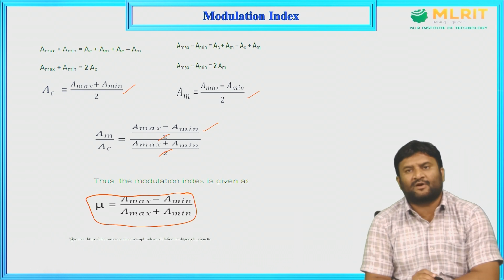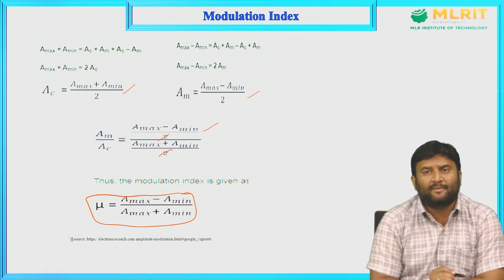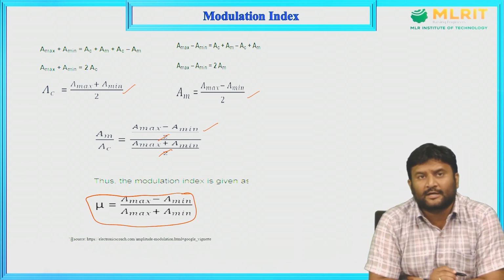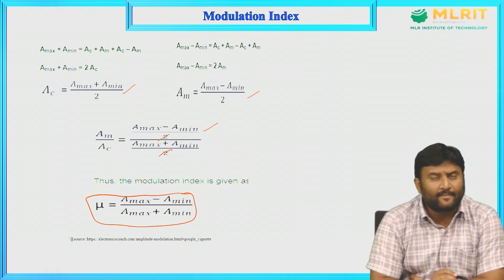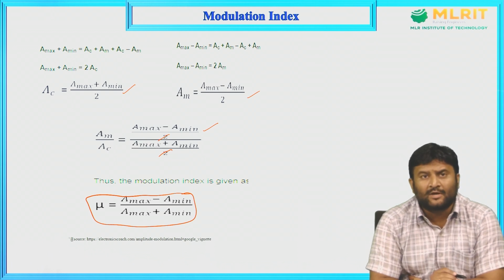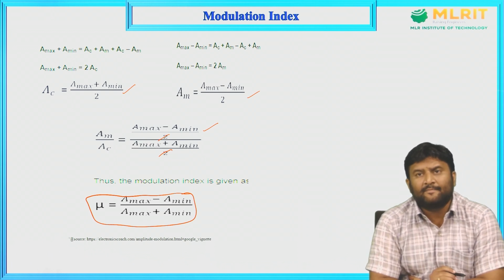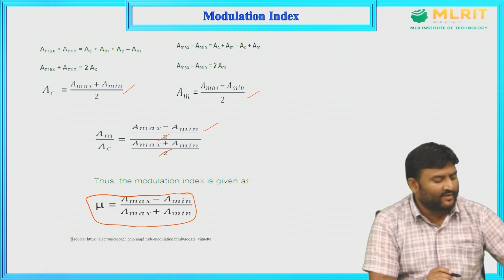Very important formula for calculating this parameter in amplitude modulated related problems. What is that? The modulation index mu is equal to A maximum minus A minimum by A maximum plus A minimum. Then go for the next one.